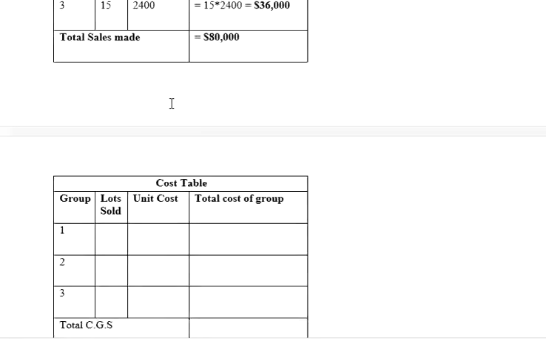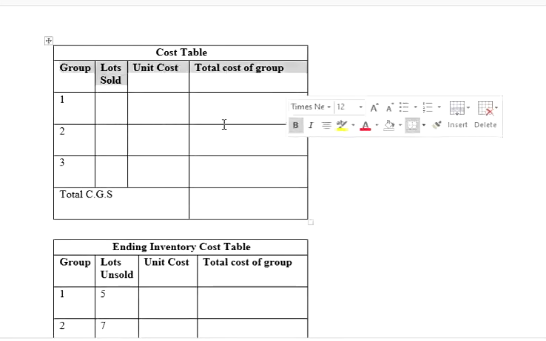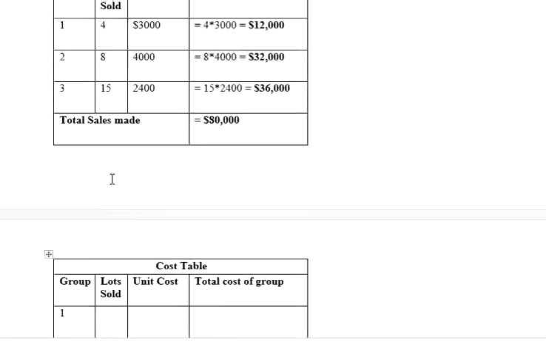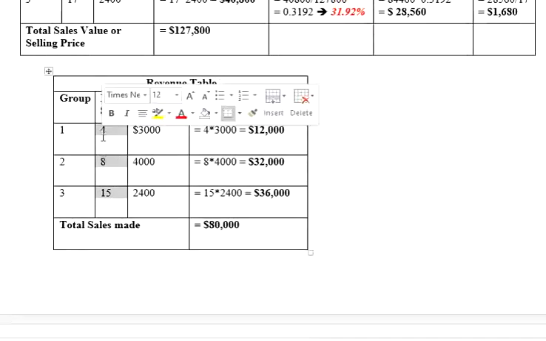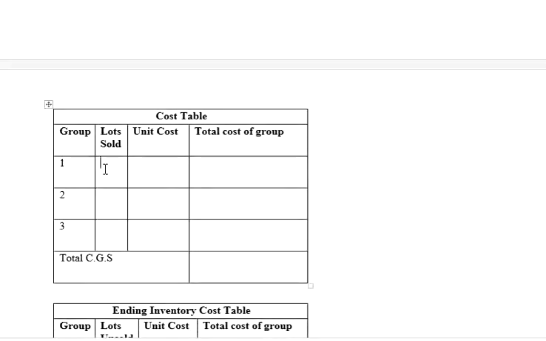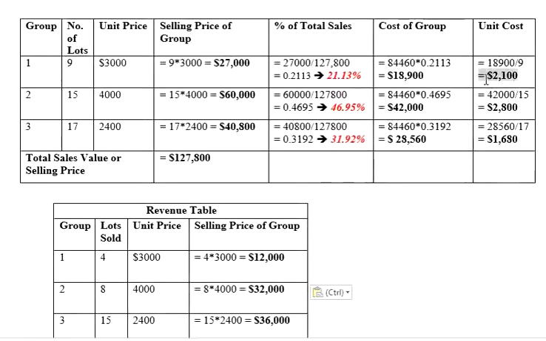So this was the revenue table, which is done. Let's go to the cost table. Now, in the cost table, my objective would be to calculate COGS. Group 1, 2, 3 is already copied. How many lots are sold in group 1, group 2, and group 3? I will just copy it from here because we know how we calculated 4, 8, and 15, and I will paste it here to save time. So these are the quantity of lots that are actually sold, and what is the unit cost of each of 1, 2, and 3? If you remember, we calculated the unit cost.